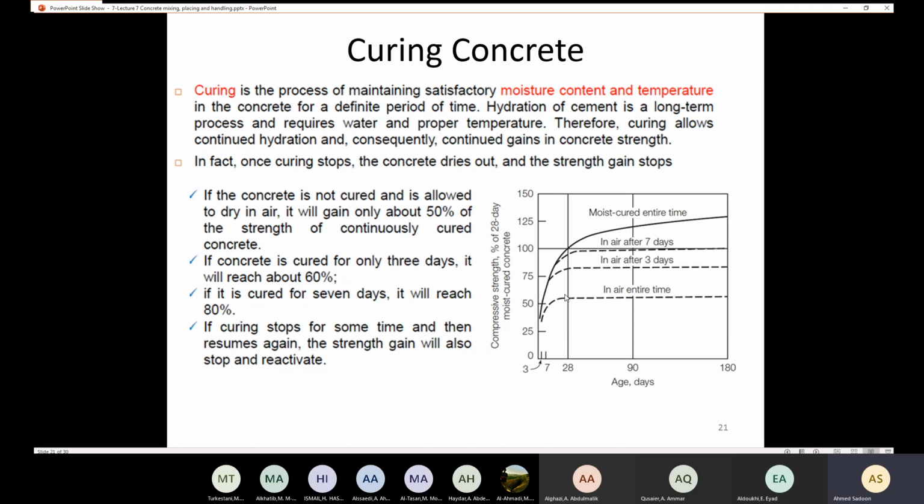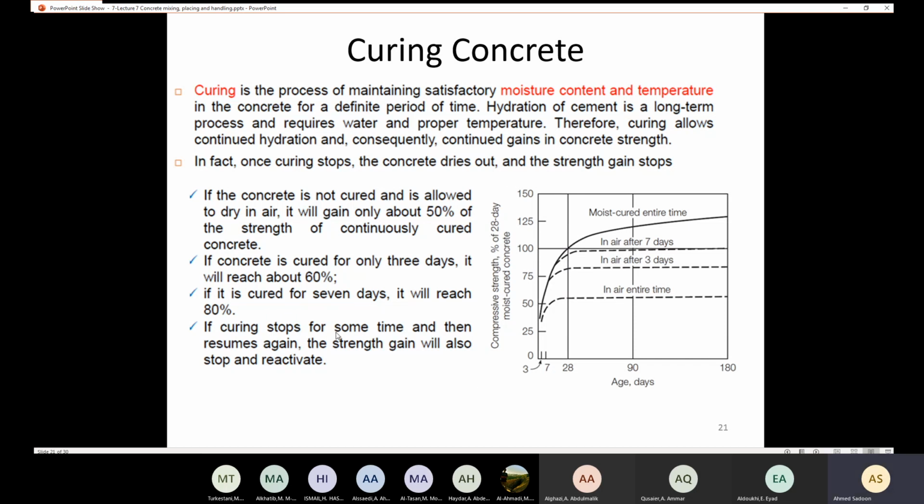This sample has not been cured at all. This one has been cured for 3 days. This one has been cured for 7 days. This one has been cured for 28 days, the entire period. And you can see the difference in the strength gain.